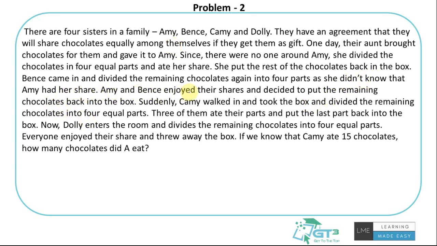So A and B enjoyed their shares, so the remaining chocolates are split into 4. They enjoyed their shares and decided to put the remaining chocolates back into the box. So that's the remaining 2 parts, which B has split for her sisters C and D.